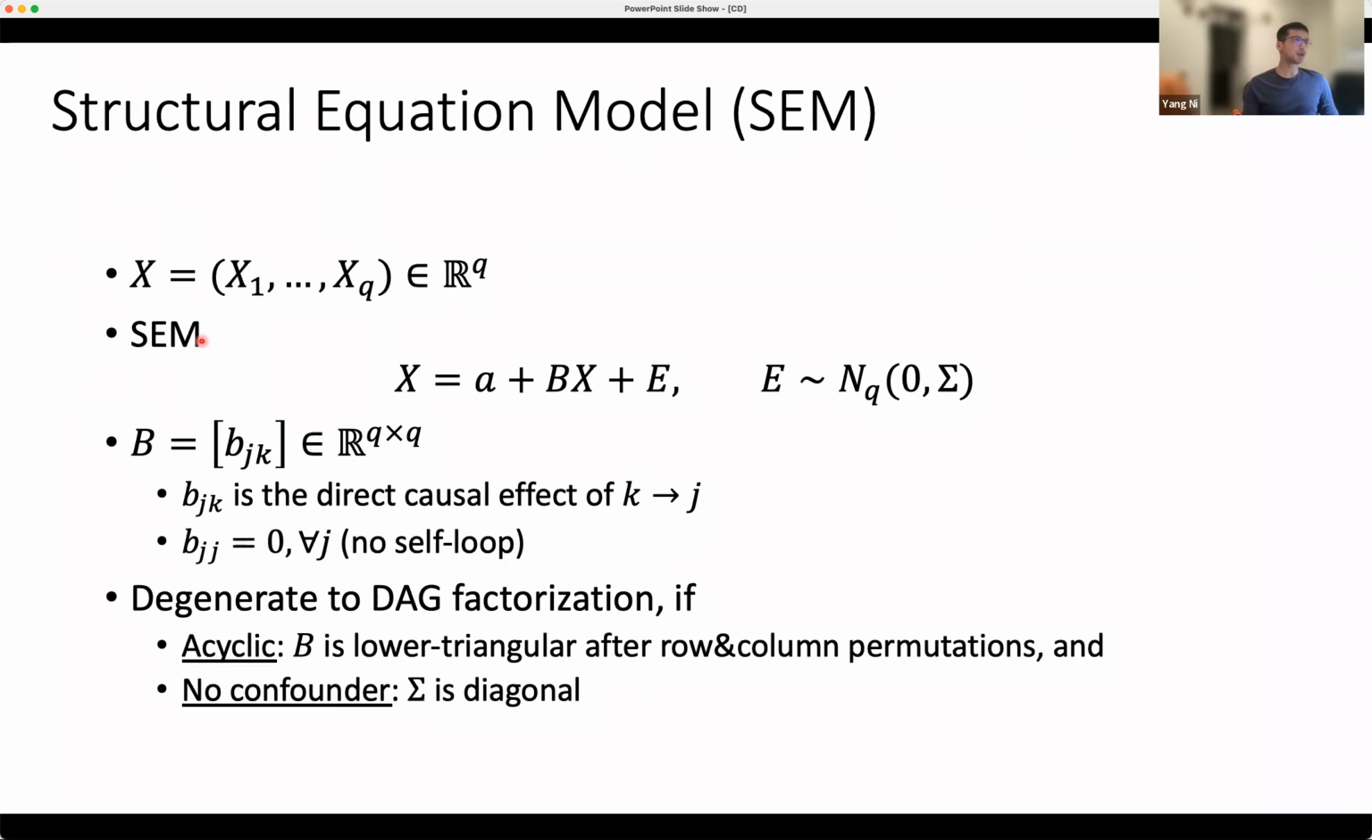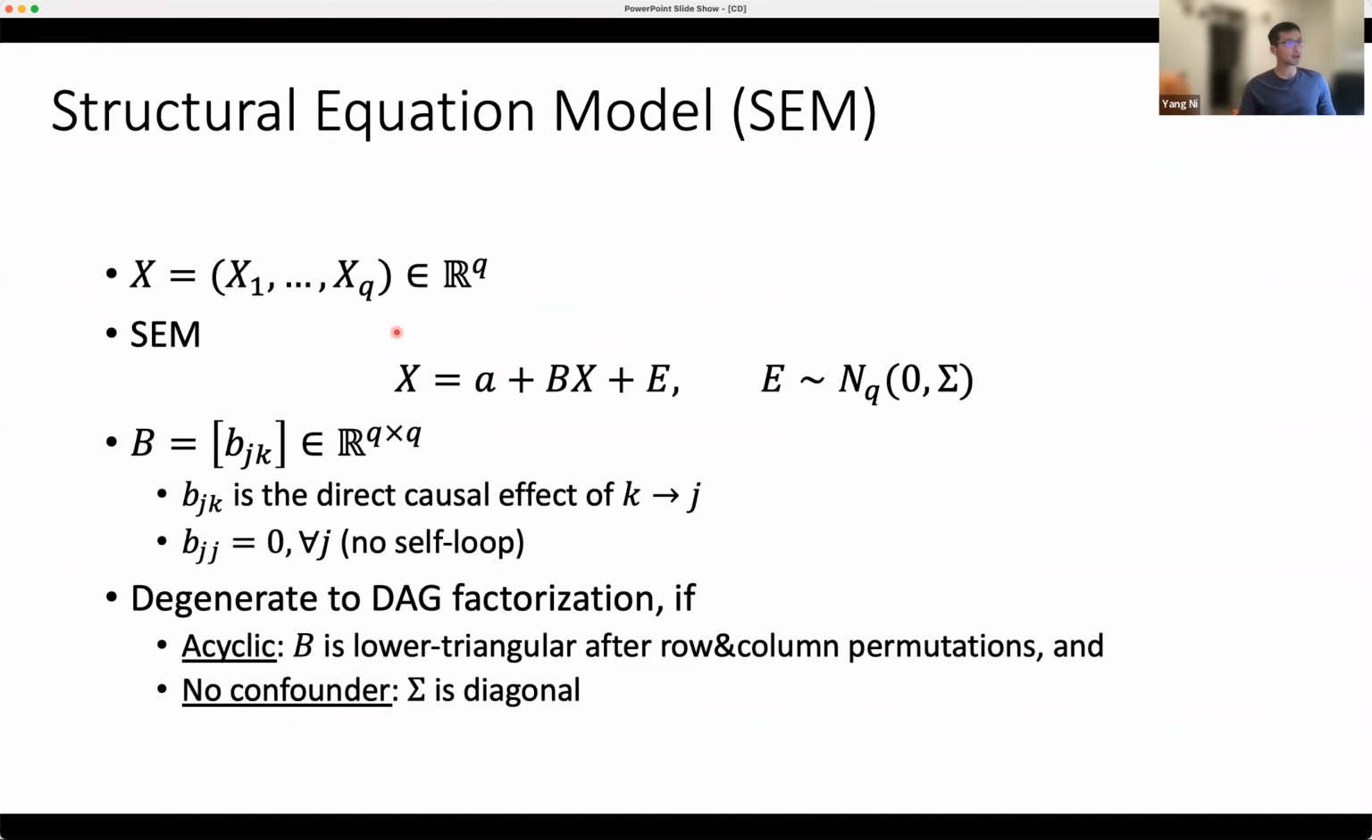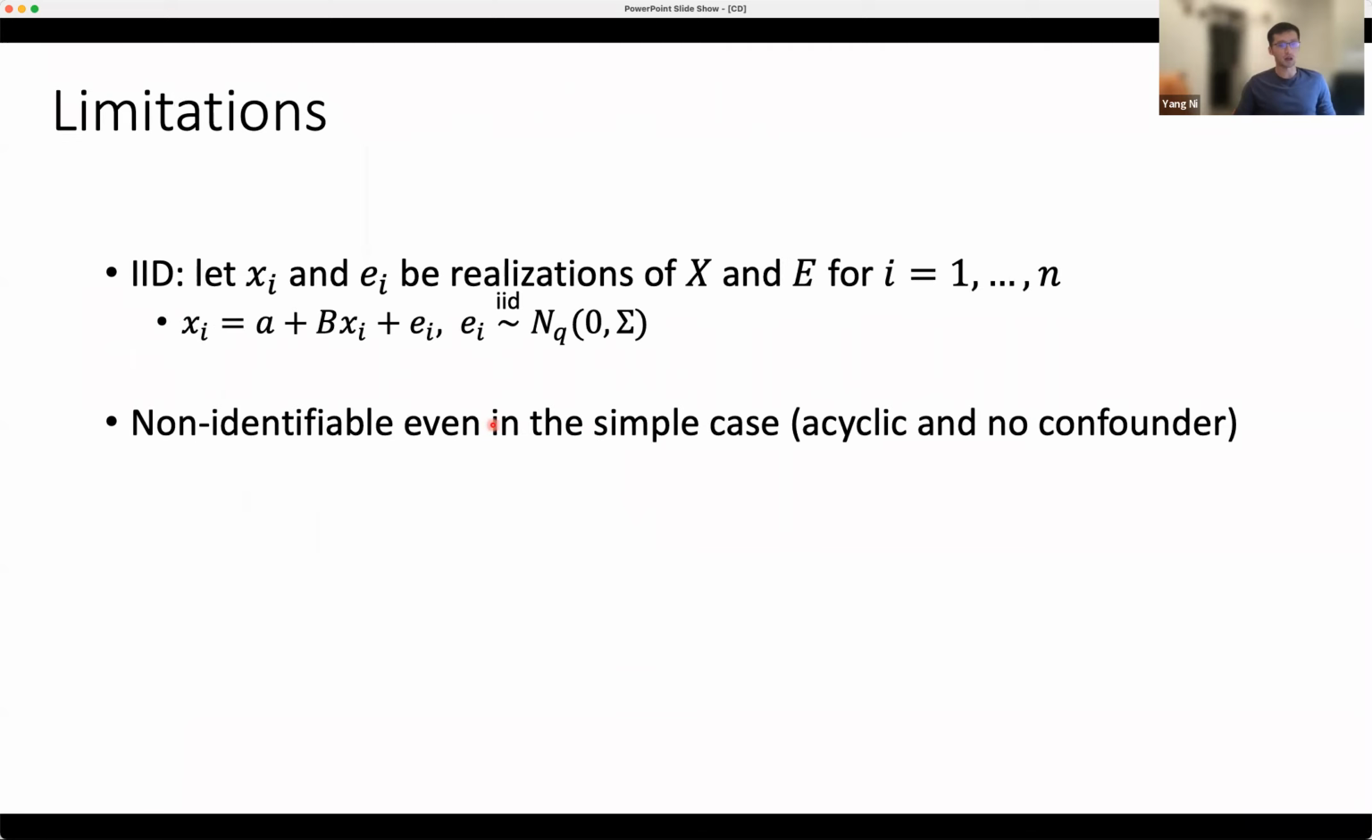This model has been studied for many years. It's not new at all, and it's not something we propose. But there are some limitations to this model. I'm just going to highlight two, but there are other limitations as well. First, related to what I said about heterogeneity: when people use this structural equation model, SEM, they typically assume the data generated from this SEM are IID, independent and identically distributed.